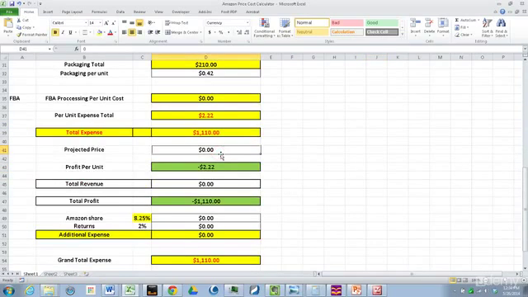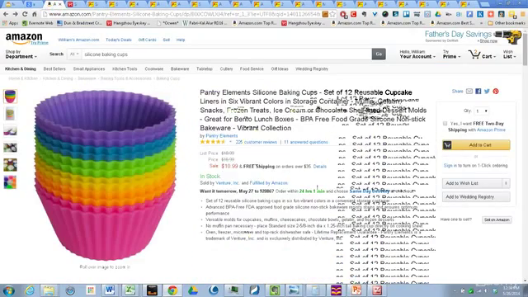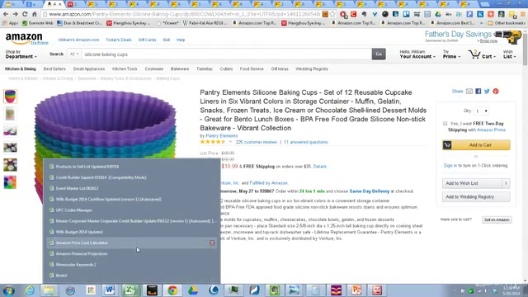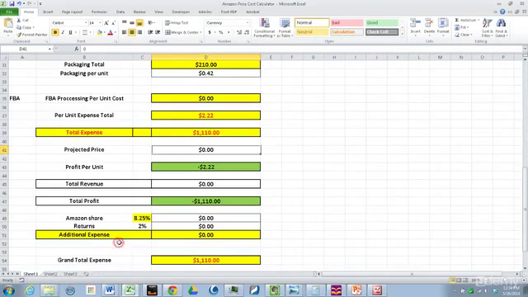Now let's talk about projected price. We saw previously that for silicone baking cups, these people right here were selling it for $10.99. Granted, that's a little bit below my threshold, but for this example we'll go with it. So let's say I'm going to use that pricing. I'm going to match their pricing. Let's see how much money we make. Oh, sorry, that's the wrong one. Let's go to the price calculator. So let's say that my projected price is $10.99 on Amazon.